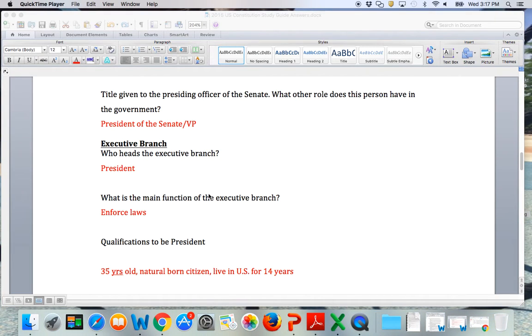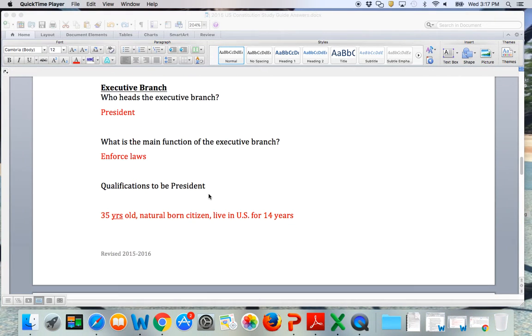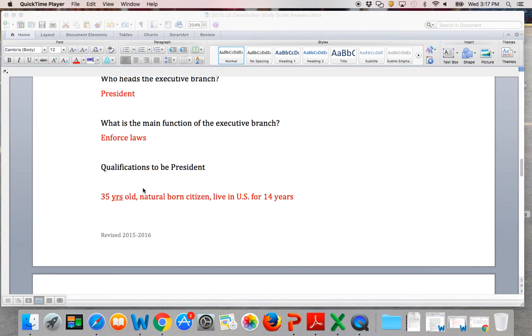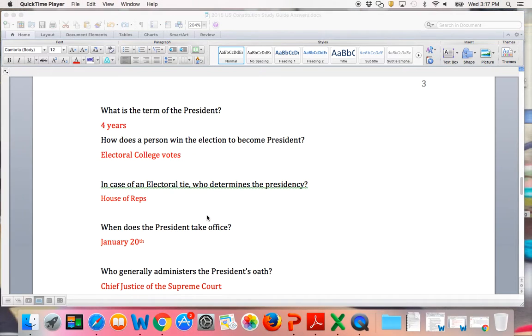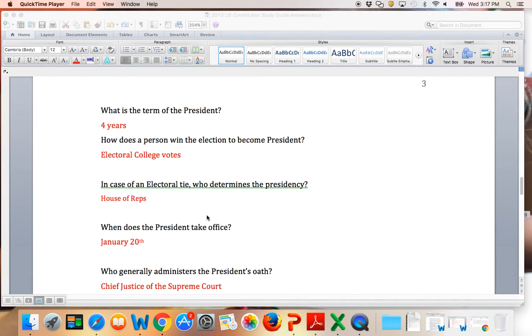Executive branch, head, president, they enforce the laws. You have to be 35 years old, a natural-born citizen, and live in the United States for at least 14 years. You serve a term of 4 years. Again, the president can serve no more than 2 terms or 10 years. You are elected by the Electoral College.